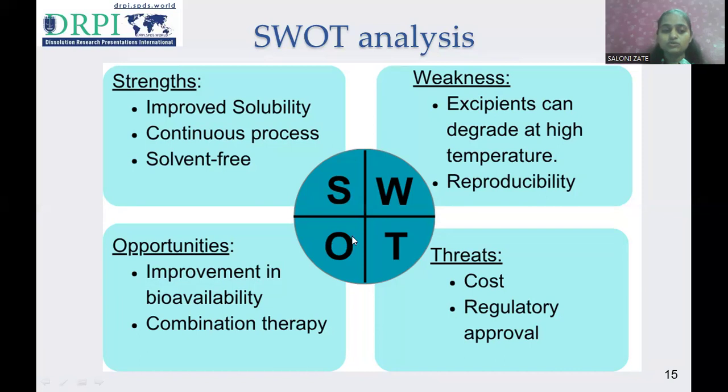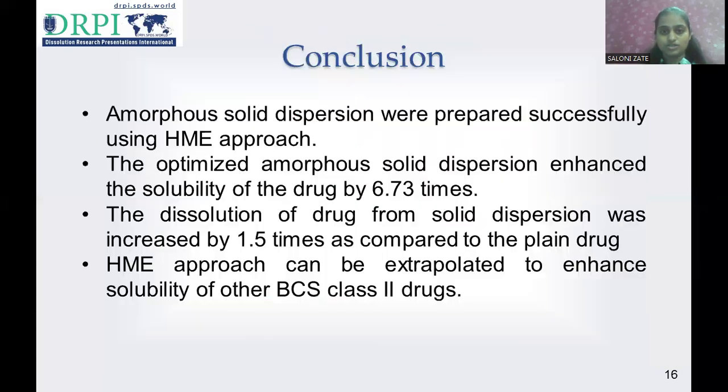Opportunities: used to improve viability and also in combination therapy. We can create combination products containing multiple APIs, potentially leading to a synergistic effect. Threats are the cost. It has a high cost of production, as well as high equipment cost. The regulatory approval landscape for the HME process and formulation can be complex and require careful consideration.